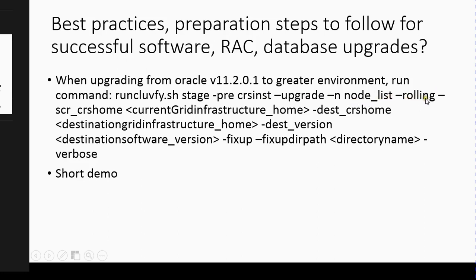But here you have this parameter, the rolling parameter, and then you have the SRC_CRS_HOME parameter, where you just place your current grid infrastructure home. Now you also have the DEST_CRS_HOME. That's where you're going to put the destination grid infrastructure home for the install of the grid software. And then here you're going to put the DEST_VERSION. That's just going to be the destination location for your software version. And again, same commands, fixup and verbose.